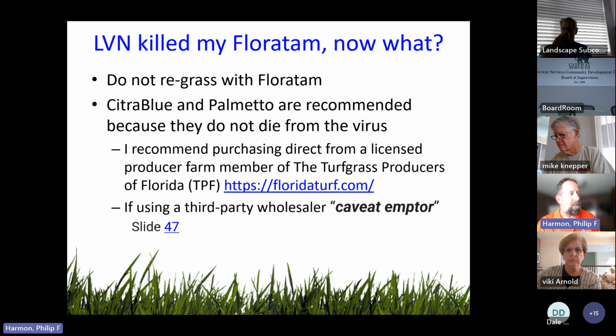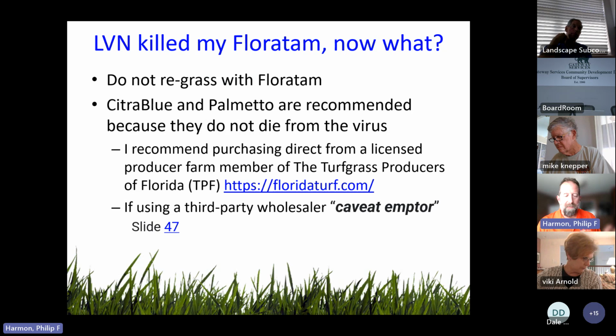So there are many different varieties of grass that we can use. Those include Citra Blue, Palmetto, Classic. Bitter Blue has been used but has some problems that I'll discuss.